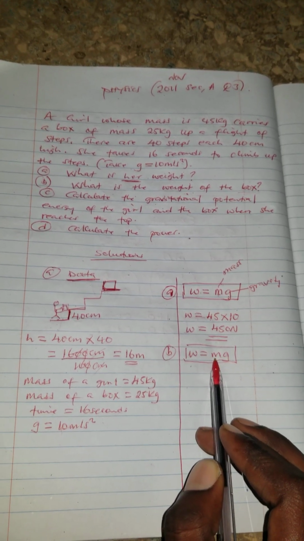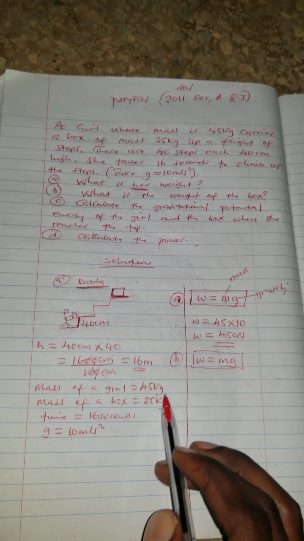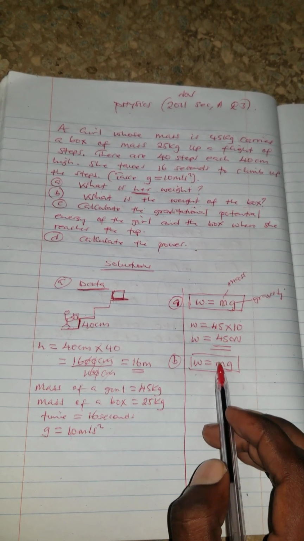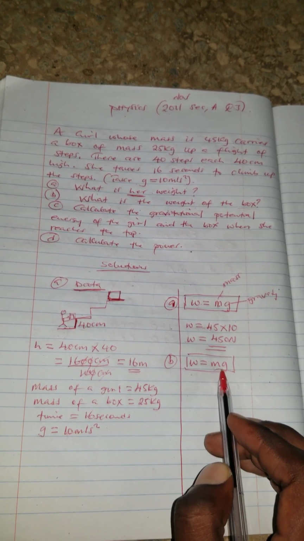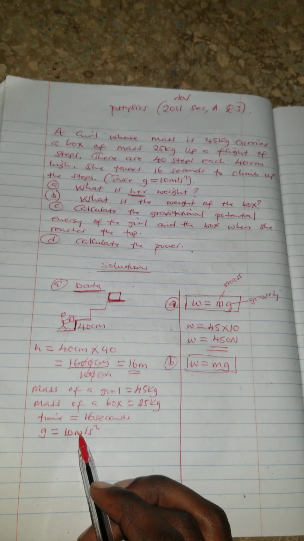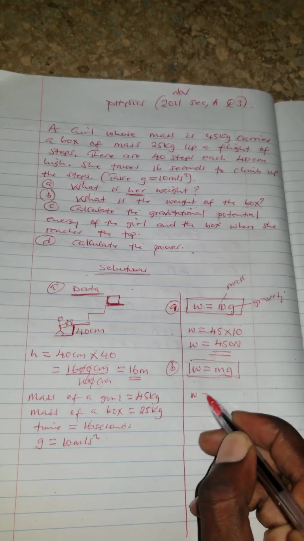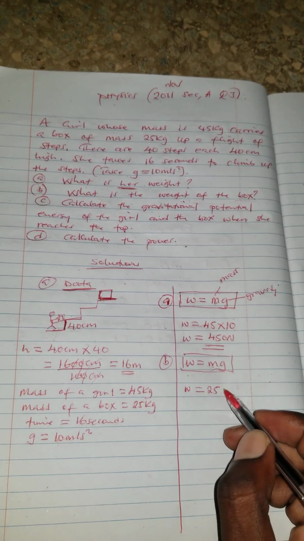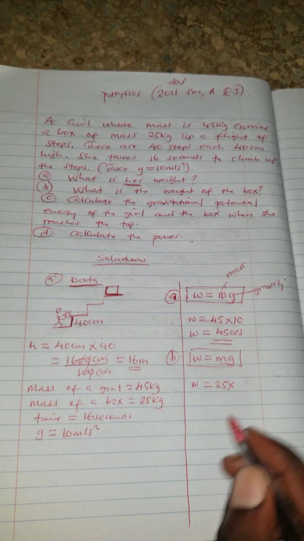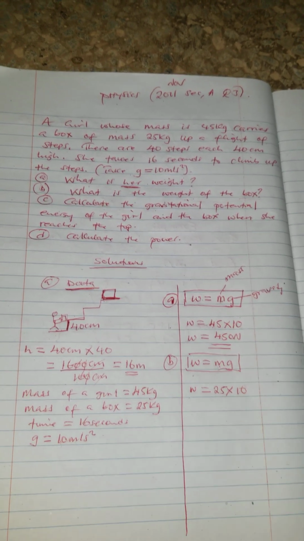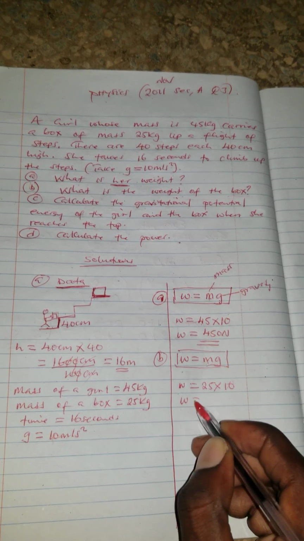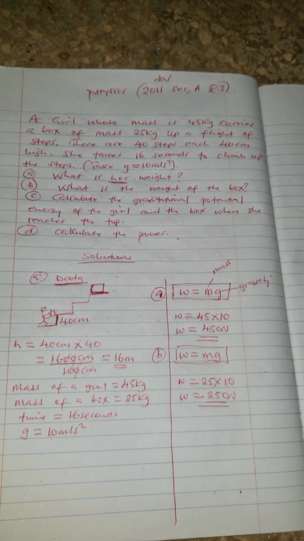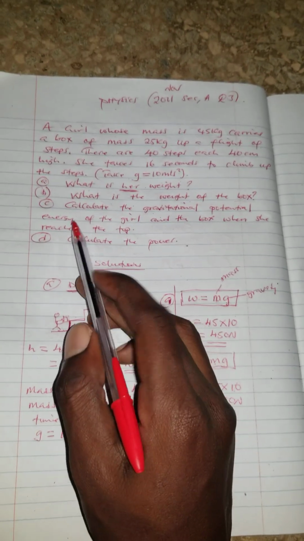Our question is telling us to find the weight of the box. So we are going to consider the mass of the box, which is 25 kg. We substitute it where there is mass, and we multiply it with the acceleration due to gravity, which has been given to us as 10. So weight is equal to the mass, 25 kg, times the acceleration due to gravity, 10 meters per second squared. So here you say 25 times 10. Our weight therefore is going to be 250 newtons. Okay, now let us go to C.